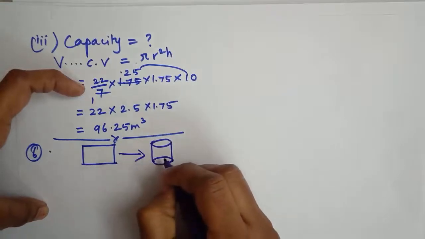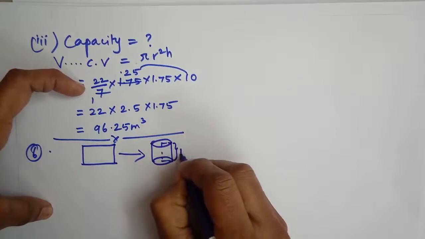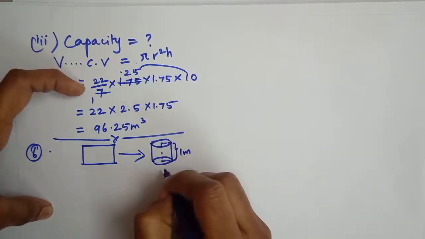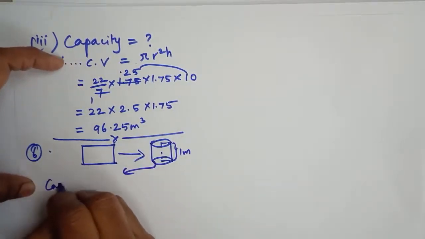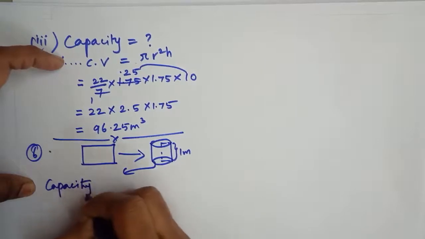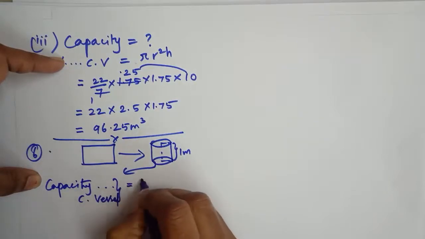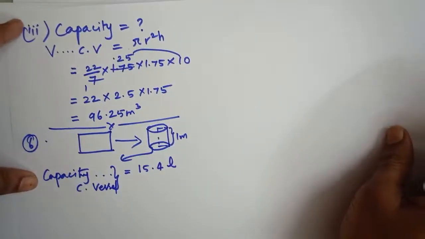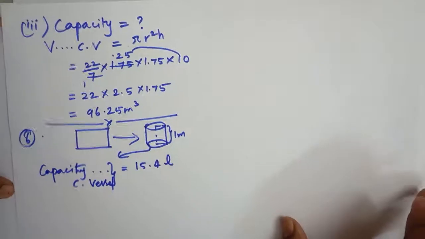So the height of the cylindrical vessel is 1 meter, and its capacity is 15.4 liters. Students listen. The capacity of this cylindrical vessel is equal to 15.4 liters.